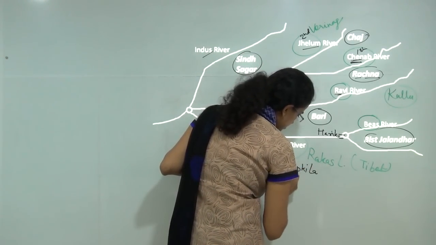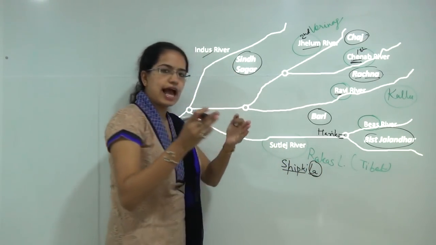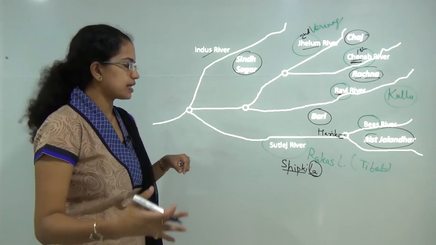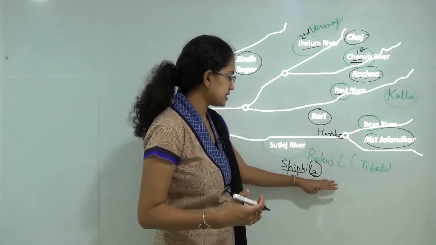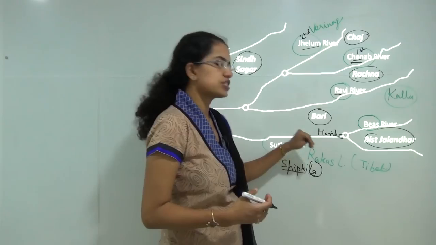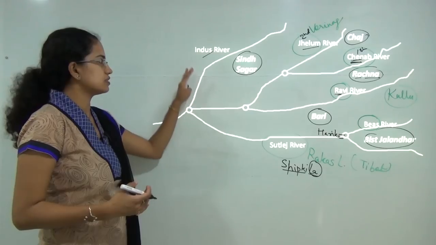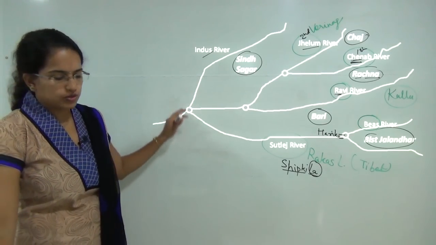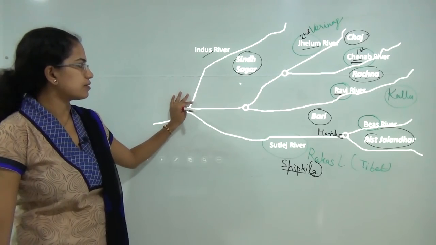where it enters is known as Shipkila Pass. La word means a gap between the mountain ranges. So anywhere if I mention Shipkila, Bara-la, Zoji-la, so those all would be the major passes that enter into India. So Shipkila Pass is the region through which Satluj enters into India. And finally, all of these rivers meet into the Indus river system. So this was the first major river system that we talked about.